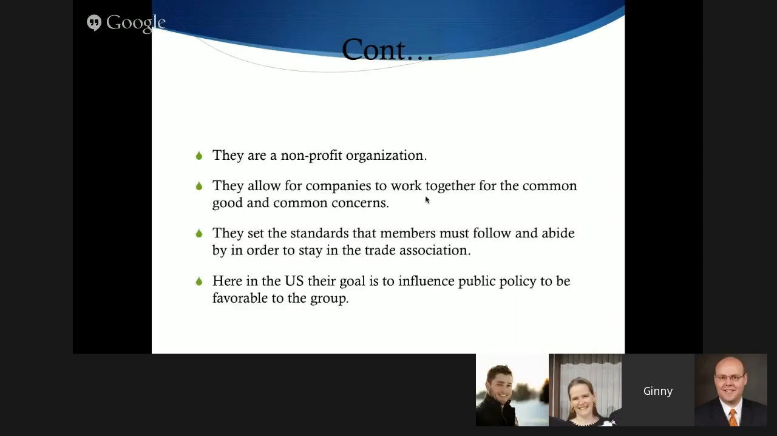They are a nonprofit organization. They allow companies to work together for the common good and the common concerns, and they set the standards that members must follow and abide by in order to stay in the trade association. Specifically here in the United States, their goal is to influence public policy to be favorable to the group's goals.